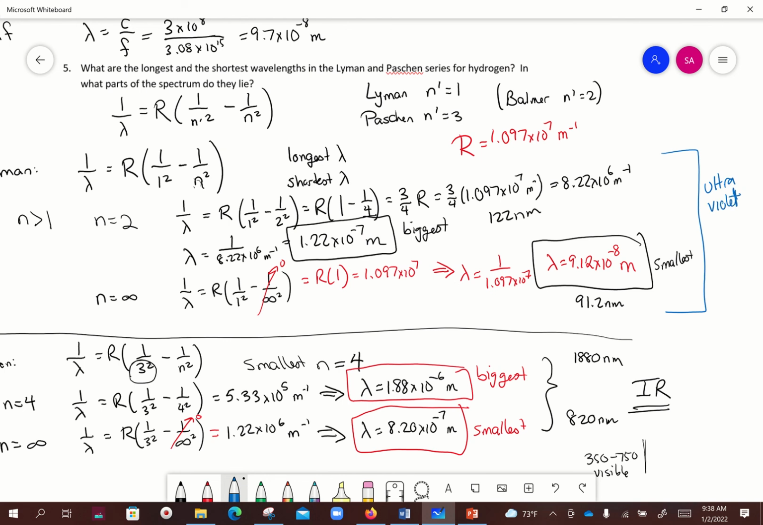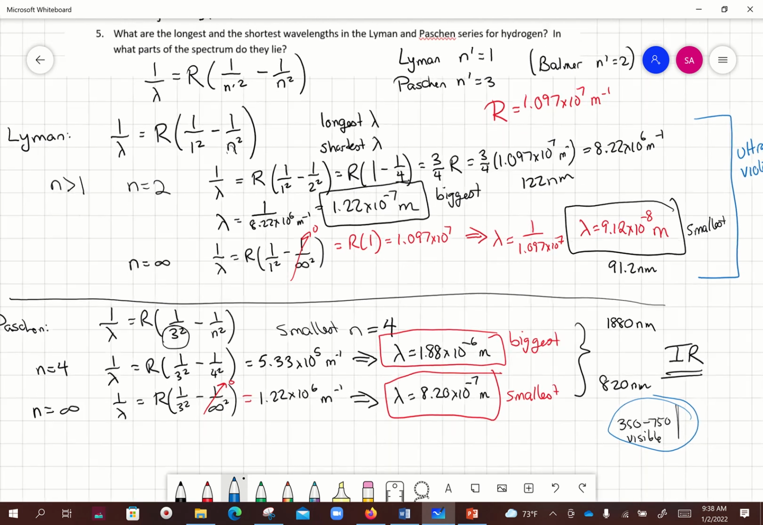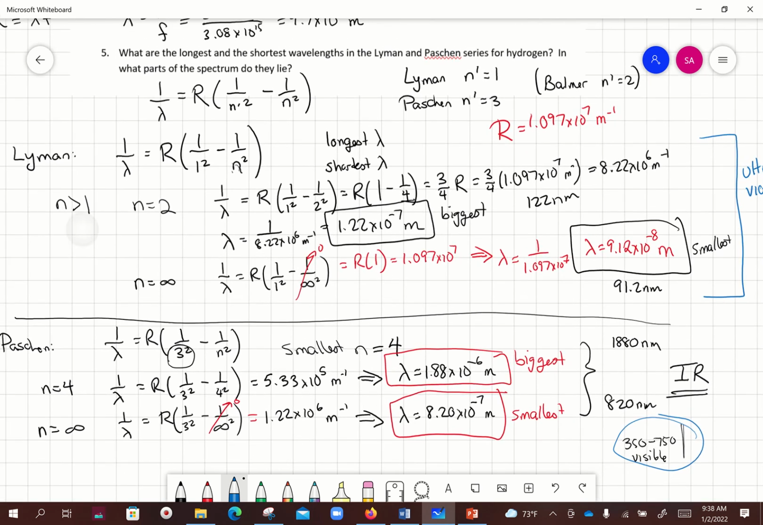All right, if we'd done the Balmer series with n prime equals 2, we would have got wavelengths that were in the visible range. And so in the visible range, those were the ones that were first seen. And so the Balmer series was the first spectrum of hydrogen that people knew about.